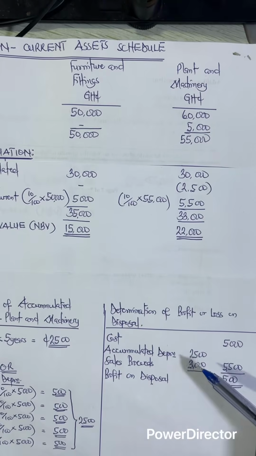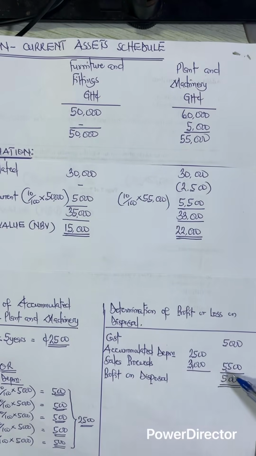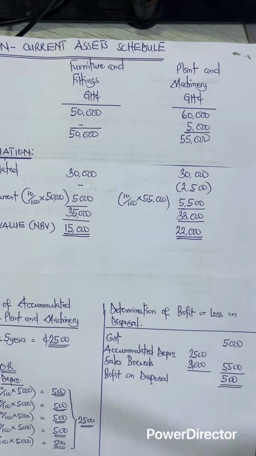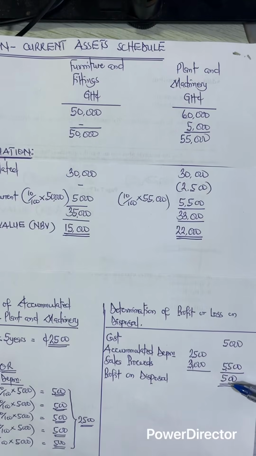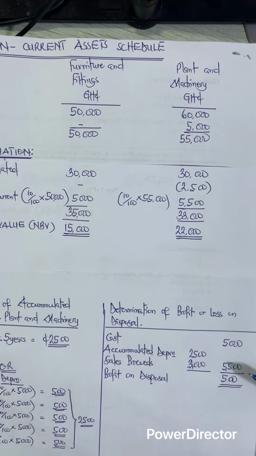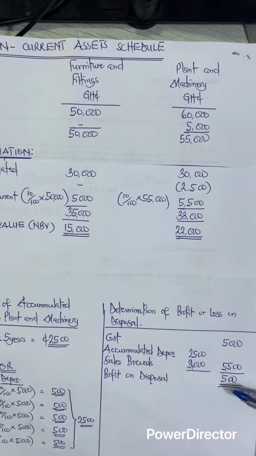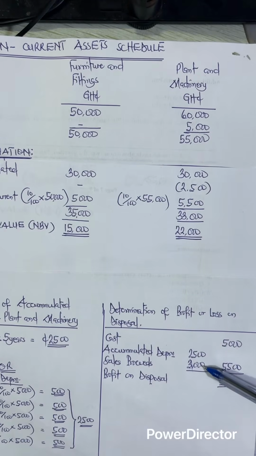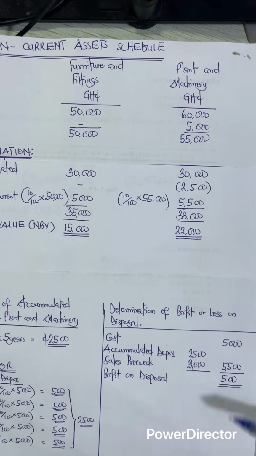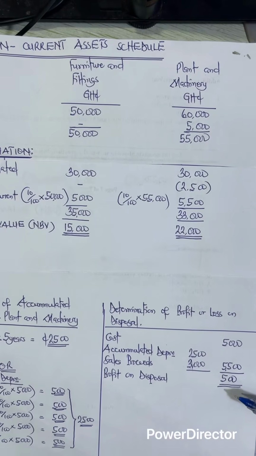If we add the accumulated depreciation and the sales proceeds together, we get 5,500, which is more than how much we acquired the asset for. When it happens like that, we say that we've gotten a profit, because the money surpasses the cost. So the difference becomes your profit. If the cost is higher than the addition of the two, then you've gotten a loss. You couldn't even get how much you acquired the asset for. So this profit on disposal will be added to your other income in the income statement.